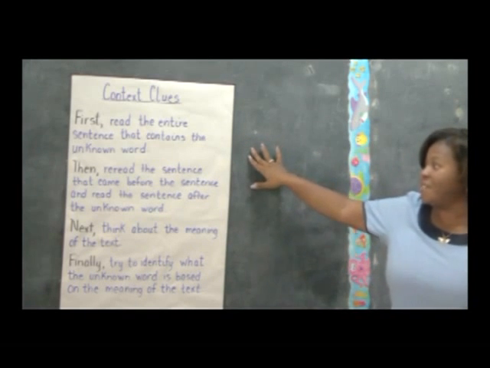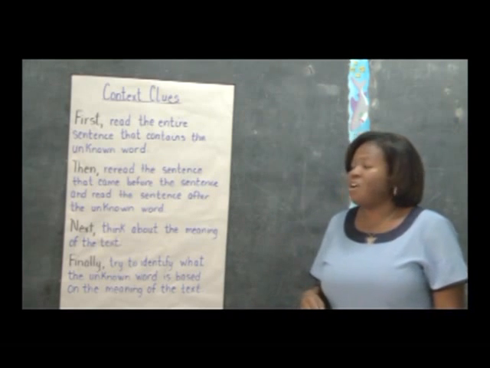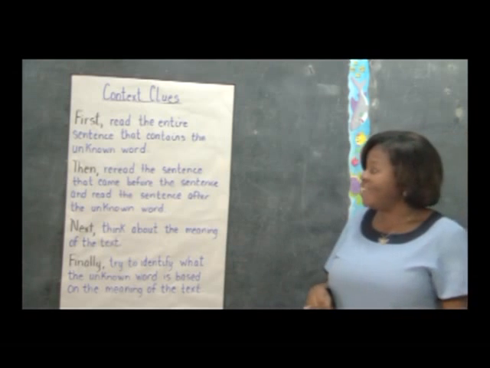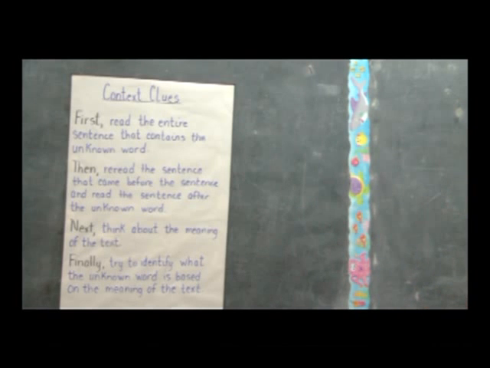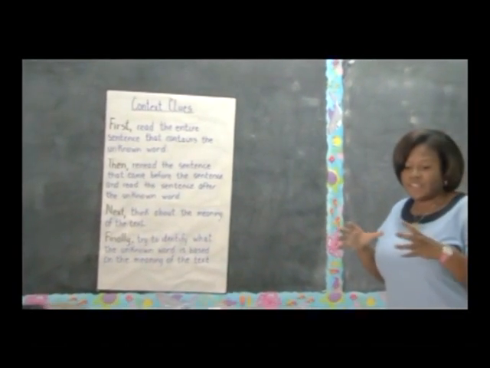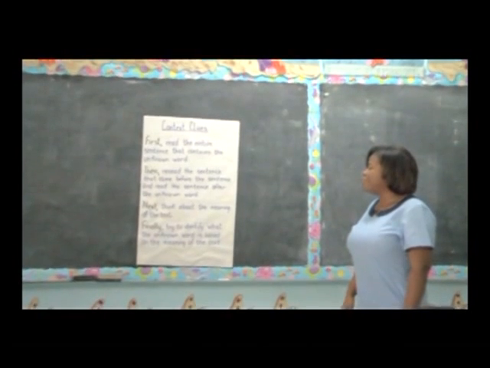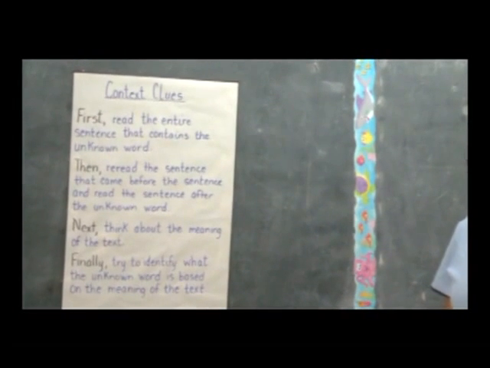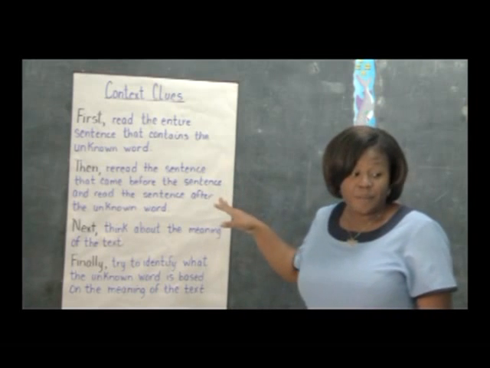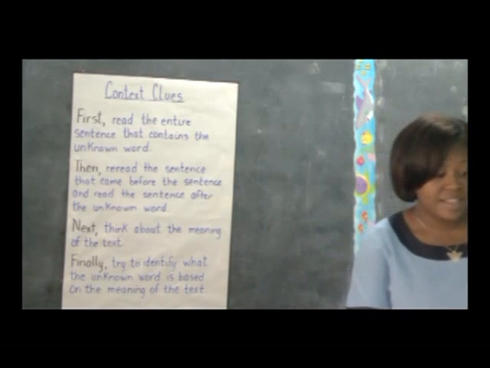We'll use this chart on the board to go through the steps for context clues. If you notice, the first step says, first, you read the entire sentence that contains the unknown word. Then, you will reread the sentence that comes before the unknown word, and you will read the sentence after the unknown word. Next, you will think about the meaning of the text. Meaning, you will think about the words within the sentence, the meaning of the text. Then finally, you will try to identify what the unknown word is based on the meaning of the text. So I will now do this for the word procure. I will model this for you.